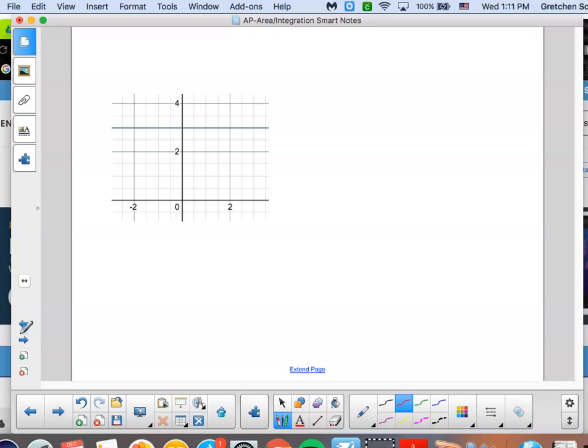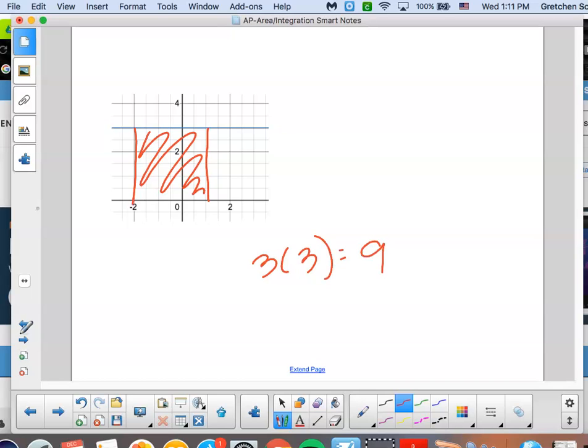On the next one, we have our line y equals 3 on the interval -2 to 1. So when we draw this one in, what shape is going to give us our area? Square, rectangle, whatever you want to call it. What's the base? What's the height? So what's the area? 9.